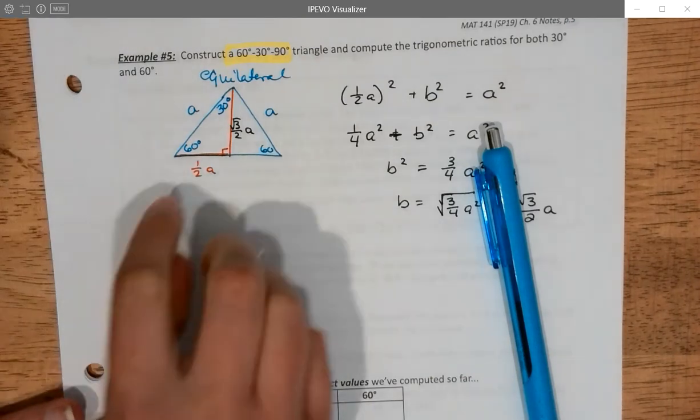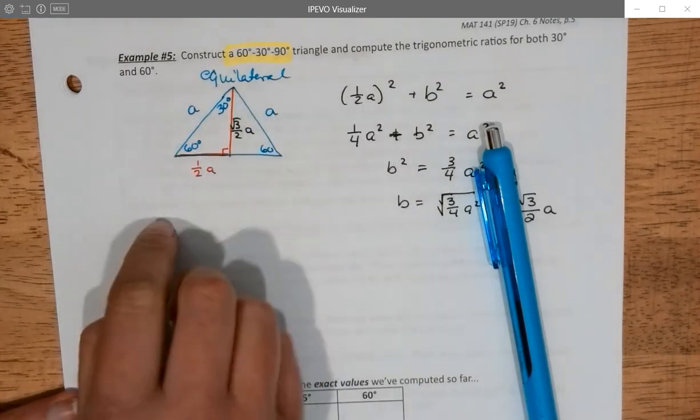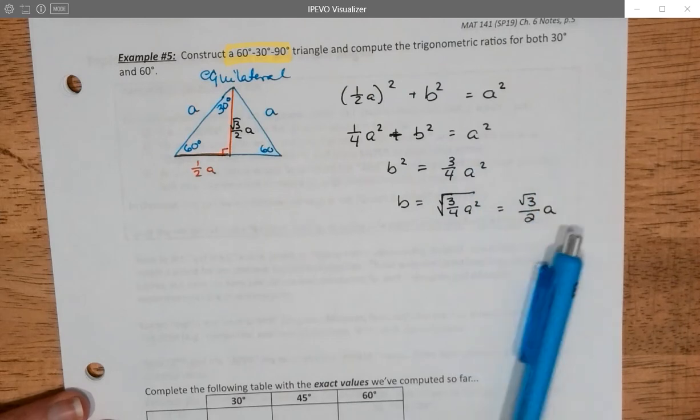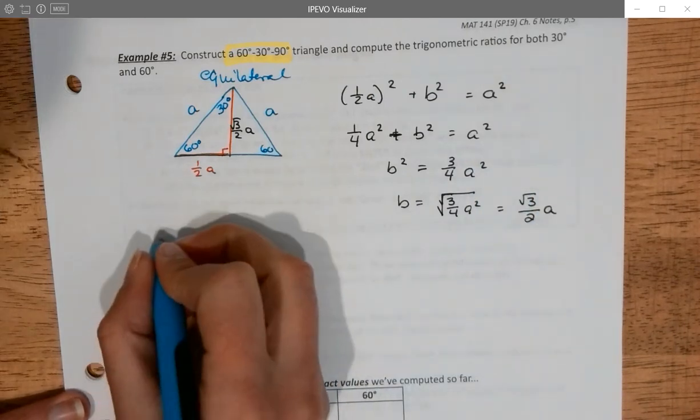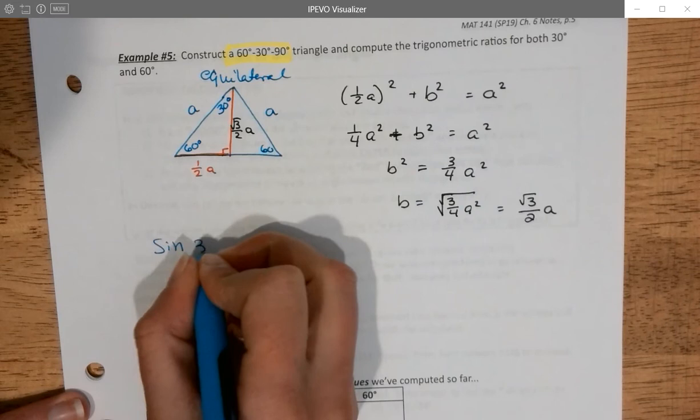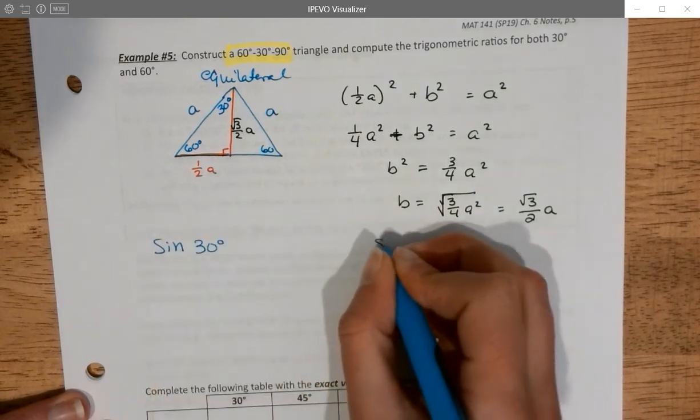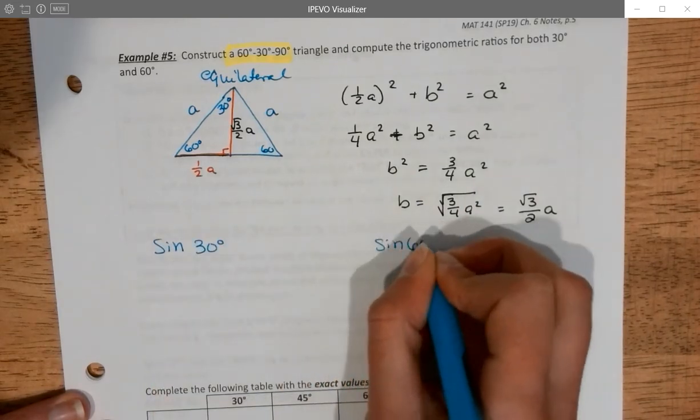Now I can talk about the sine of each of those, the cosine of each of those. So I'm going to make two different lists, one for the sine of 30 degrees, one for the sine of 60 degrees.